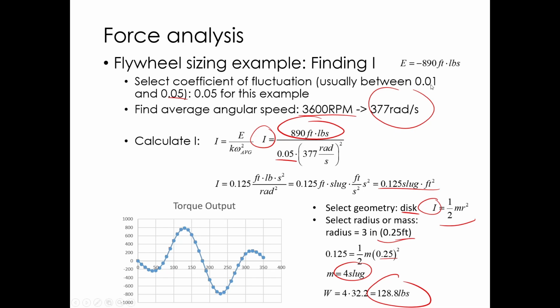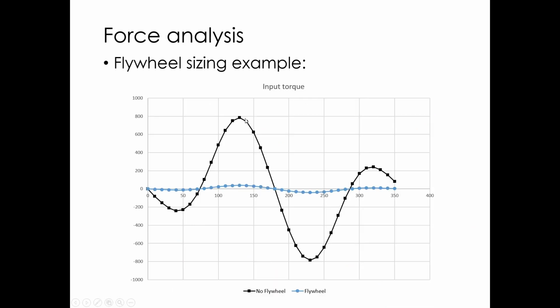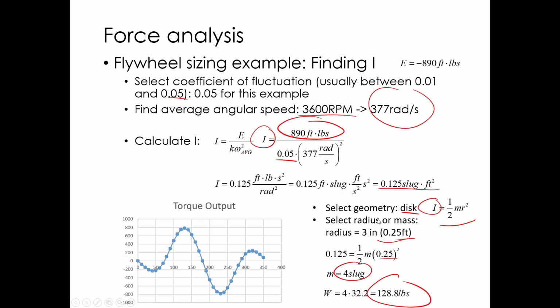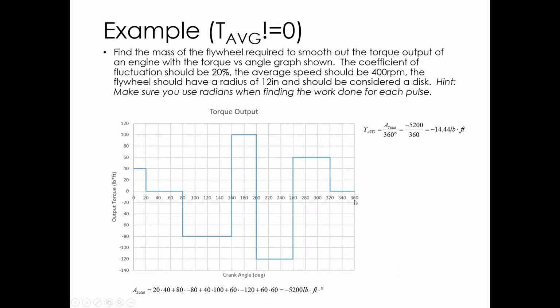The book recommends 1 to 5%. That's realistic for some things. For small single-cylinder engines, it's not realistic because the flywheel would have to be absolutely gigantic. So you take this recommended range with a grain of salt. It depends on what you're trying to do with it. We're trying to make it better. In this case, this would radically reduce the torque ripple, but we have to put a 130-pound flywheel on it to do it. So what happens if the average torque is not 0?